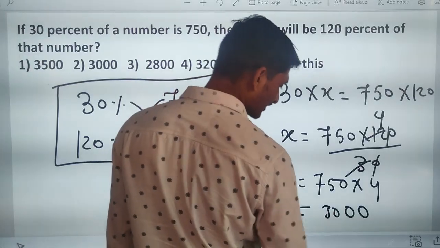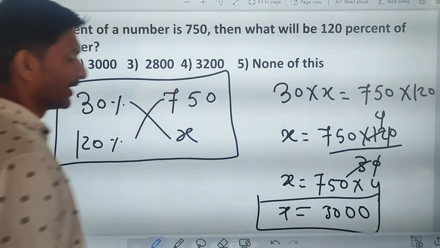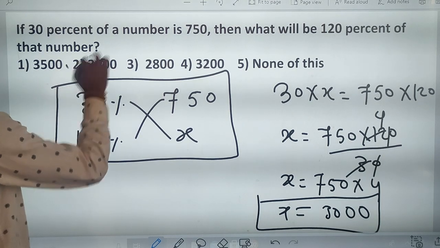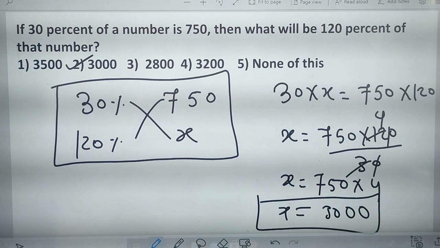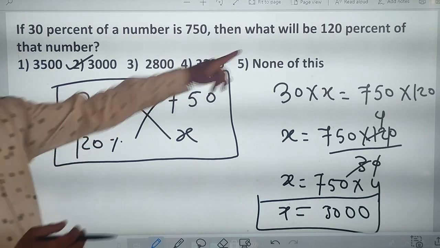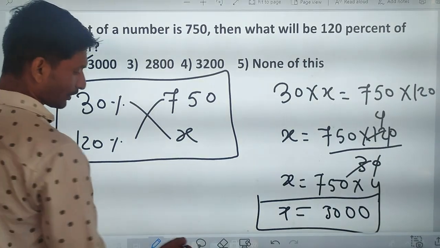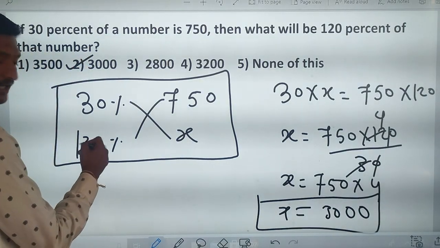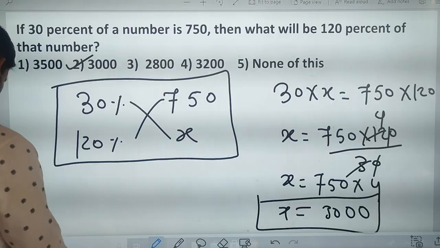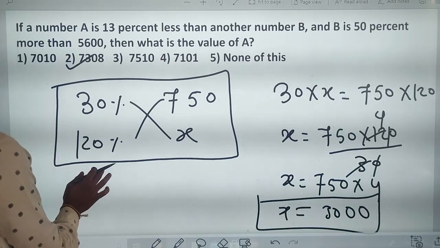Now the value of x is equal to 3000. Now the value of this number will be that number. 120% of that number is 3000. Now here we find that number, then we get 100%. Next.